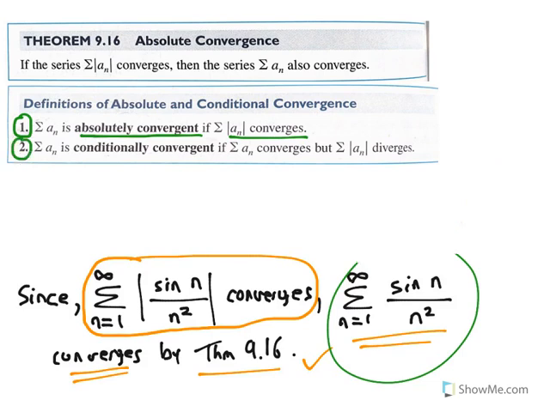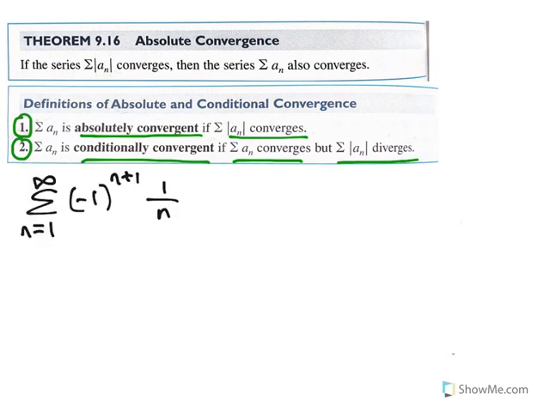Now we take a look at the second definition. You could have a series that is conditionally convergent if the sine series converges, but the corresponding absolute value series diverges. And we're going to look at a very simple example for that. Consider this alternating series. We can quickly show that this alternating series converges by the alternating series test.